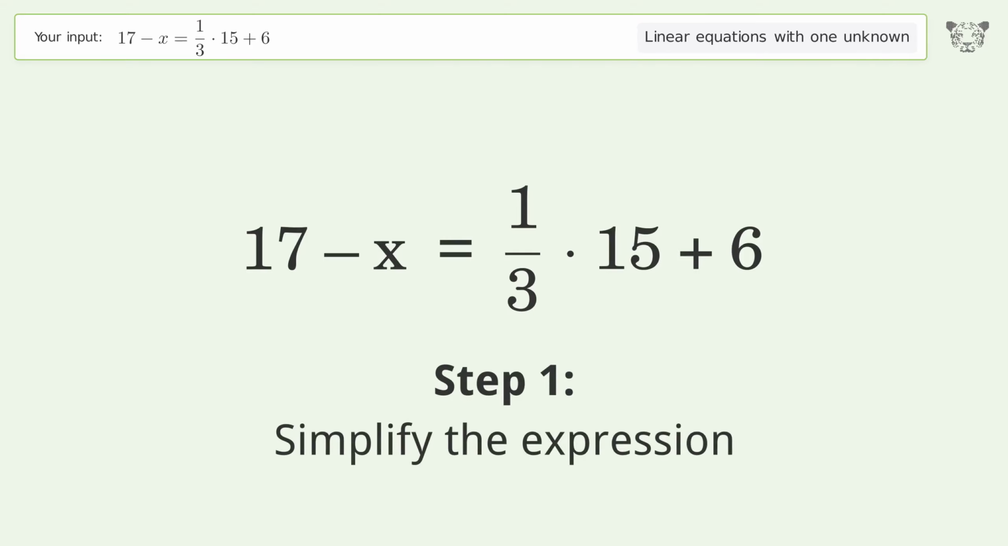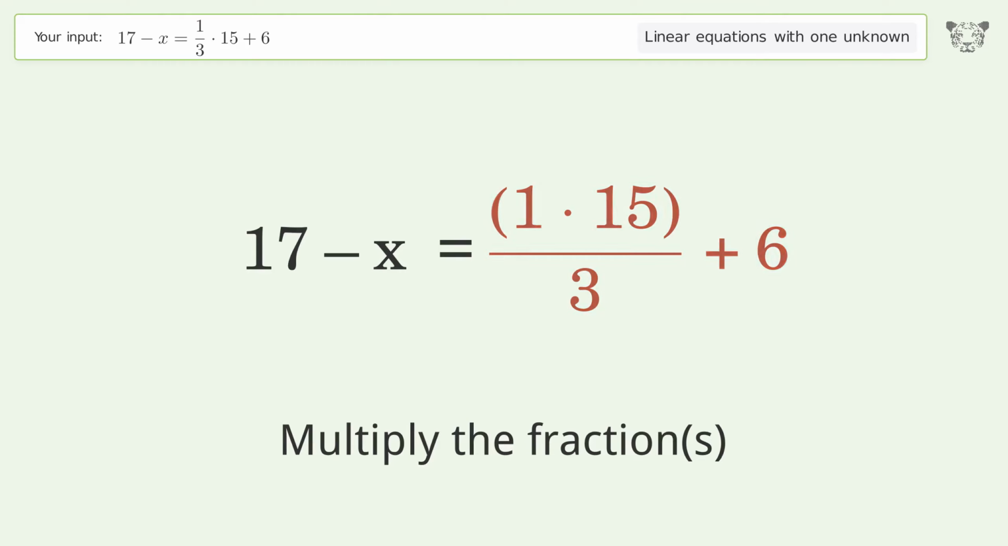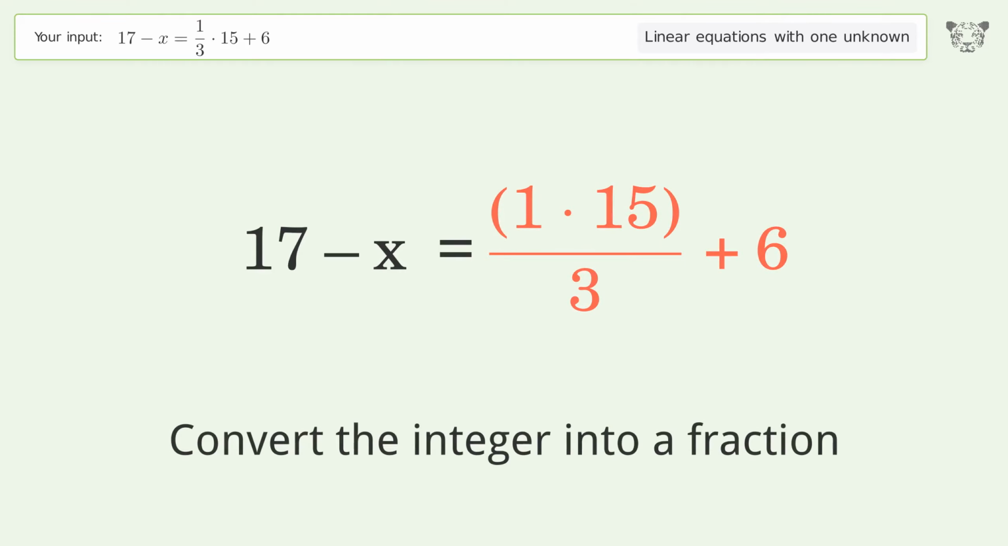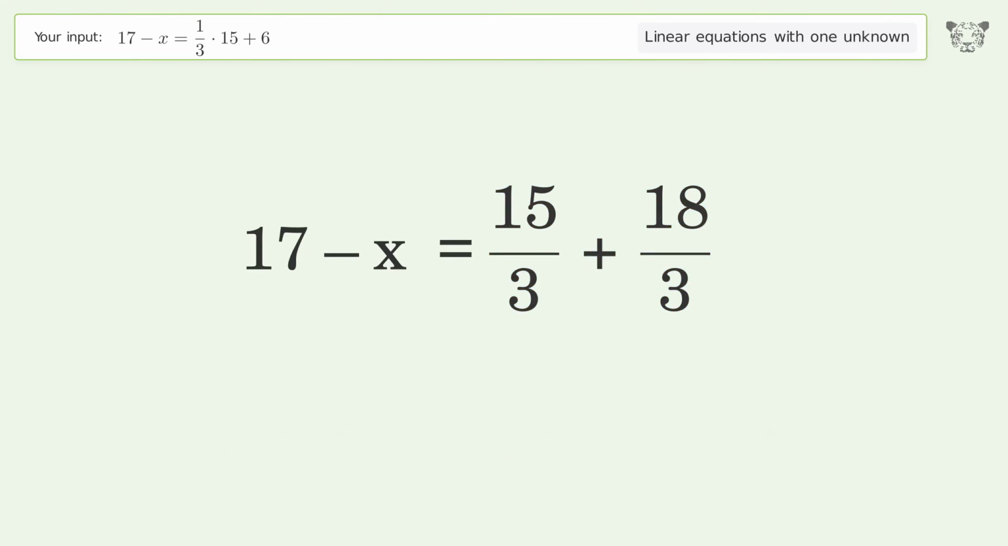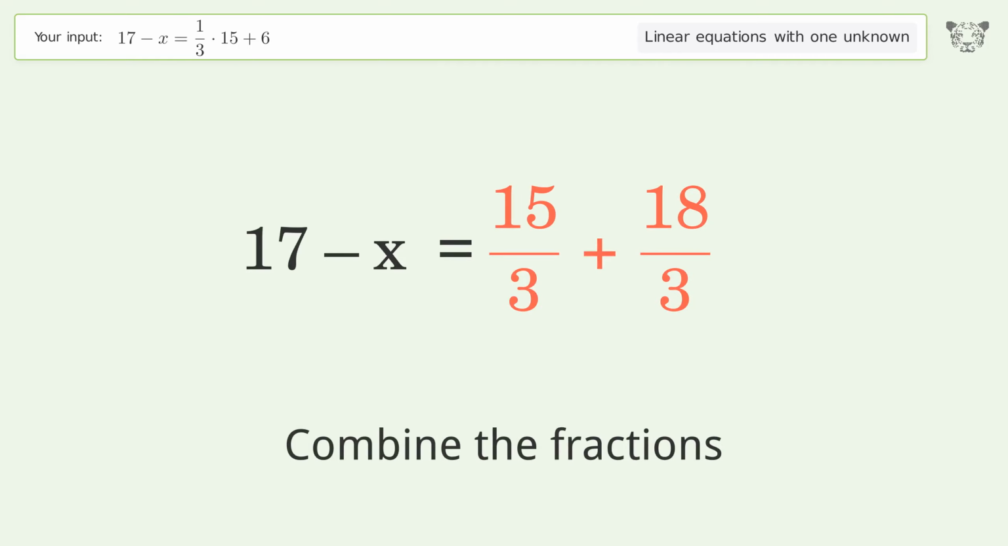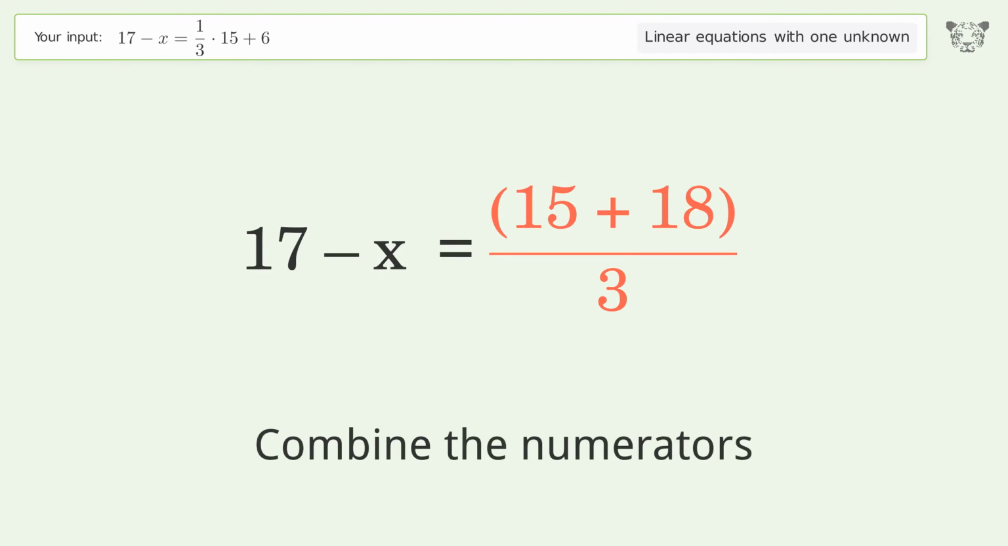Simplify the expression. Multiply the fractions. Convert the integer into a fraction. Combine the fractions. Combine the numerators.